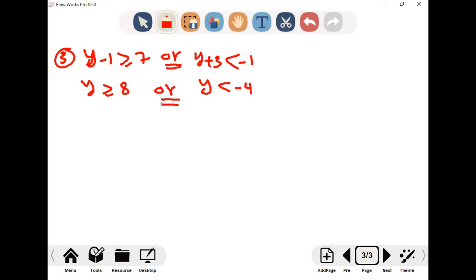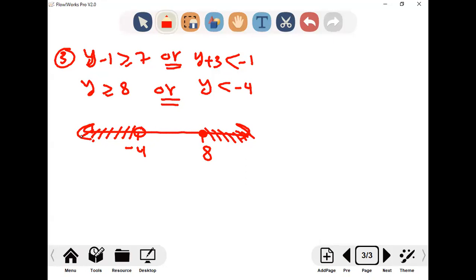Got it? So here I will graph them. Here negative 4 with open circle and here 8 with y more than or equal 8, y less than negative 4. Done. So the solution is y more than or equal 8 or y less than negative 4. Both are acceptable. Not the common. The common where is the and. Done.